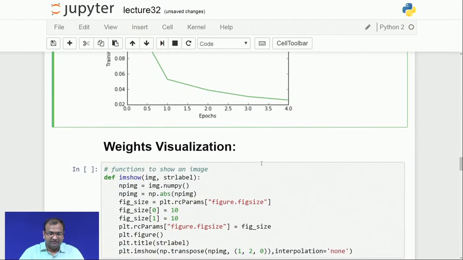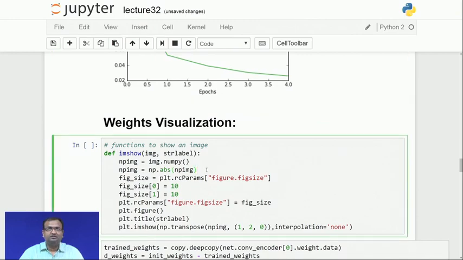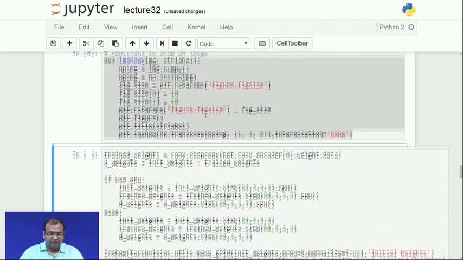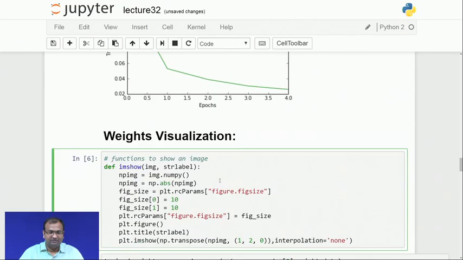However, the interesting part is actually to look into the visualization, and this is what we have been doing for the last few lectures. So let's get down to it. What I have is just a simple definition of a function to get all my weights and visualize them, and since initially I had just copied my weights and kept them, I am going to use my initial weights.